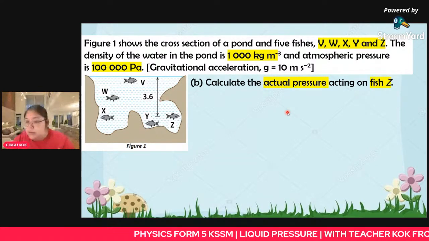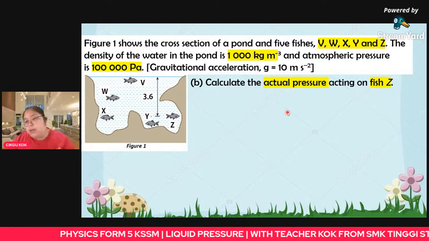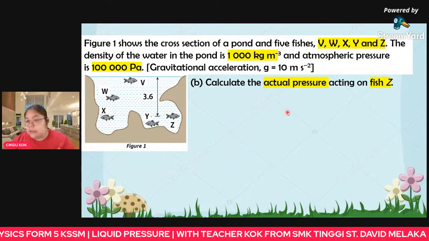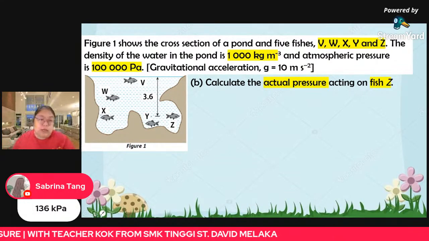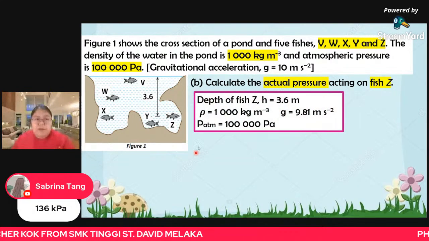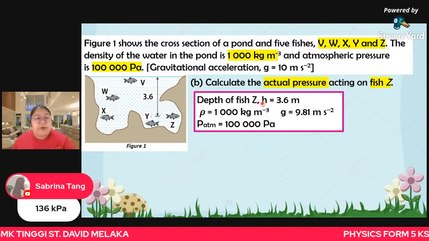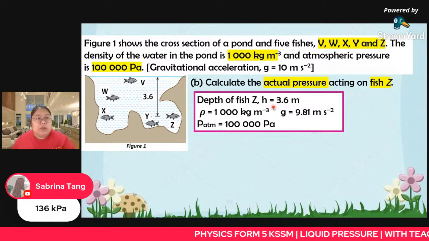Okay, Sabrina, they give me 136 kilopascal. Okay, we go to check. Is it 136 kilopascal? Okay, first one, we find the depth of the fish Z. That is 3.6 meters. Okay, then Yiru also gives me the same thing.